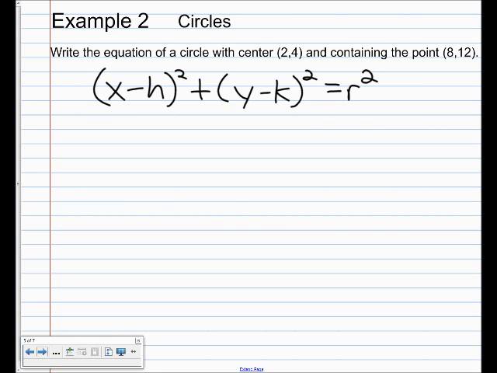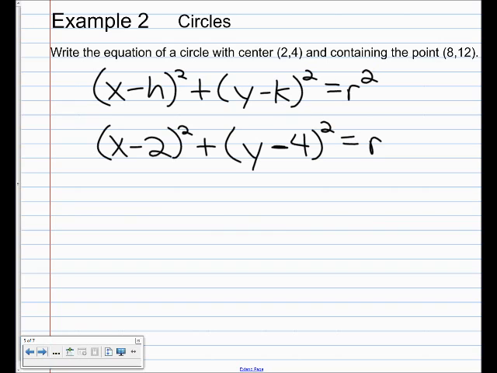Which one do we use, the 2 and 4 or the 8 and 12? The 2 and 4 is the center. Always the center. So I'm going to write x minus 2 squared plus y minus 4 squared equals r squared. So I do not know r.